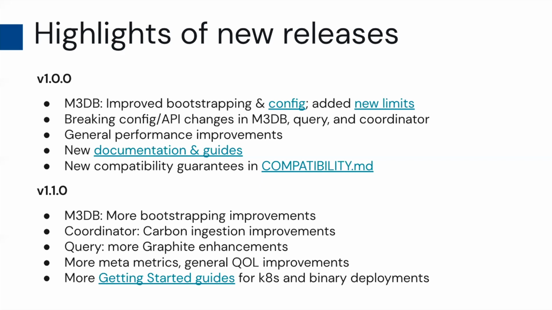But it did introduce some breaking config changes too, so you'll do a one-time update of your config to match the 1.0 syntax. And the file format, as I said, is all backwards and forwards compatible, as it has been for all historical time in terms of development in the open source world. And as Matt mentioned, a whole bunch of performance work, documentation and guides, and the new compatibility guide went out. With 1.1, further bootstrapping improvements are there.